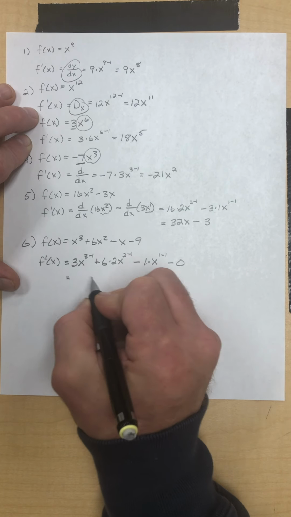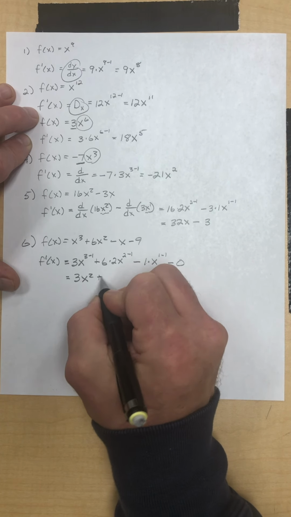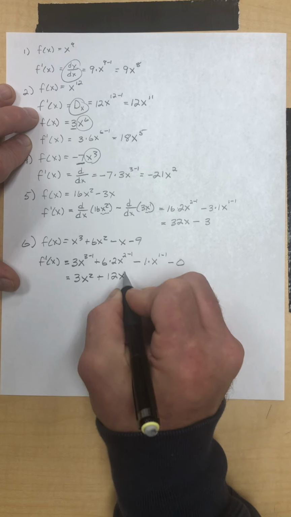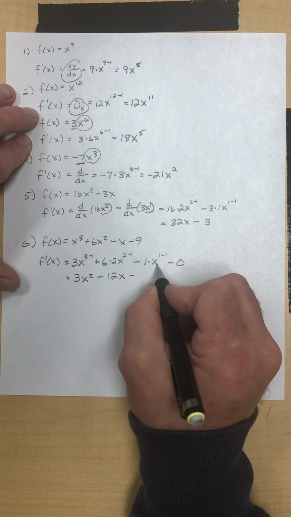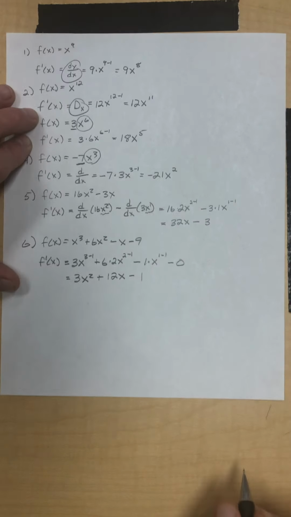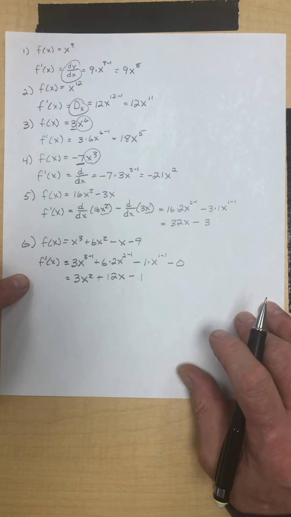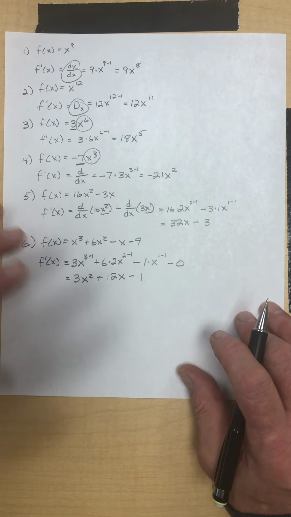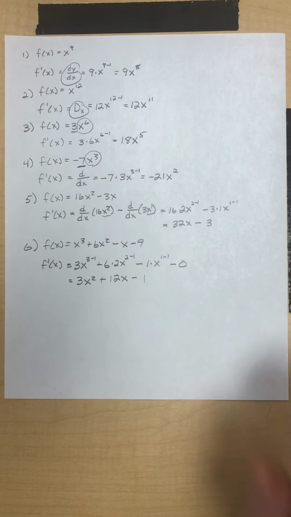So what do we get? We get 3x squared plus 12x to the first, minus 1 times x to the 0th. X to the 0th is 1, so you get 1 times 1, or just 1. And we're done. Notice how easy it is to do this. Now you don't have to use limits. You don't have to go back to Fermat's method, because we've got a great shortcut.